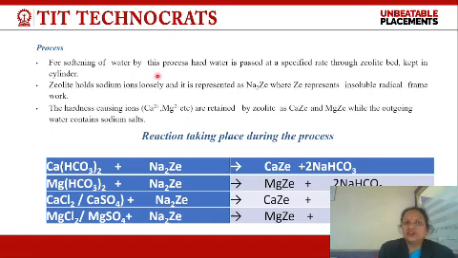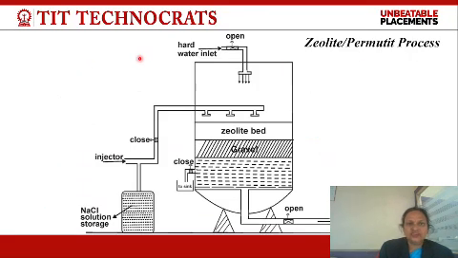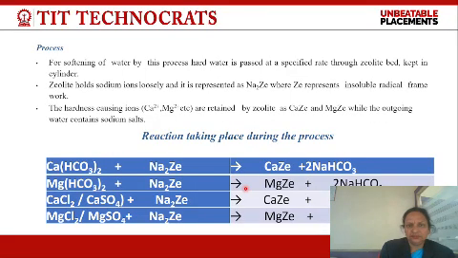For softening of water by this process, it is passed at a specific rate through a zeolite bed kept in a cylinder. You can see we pass raw water in this inlet. When we spread it over the zeolite bed, it will filter and we can collect it at the bottom. Zeolite holds sodium ions loosely and it is represented by Na2Ze, where Ze represents the insoluble radical framework.